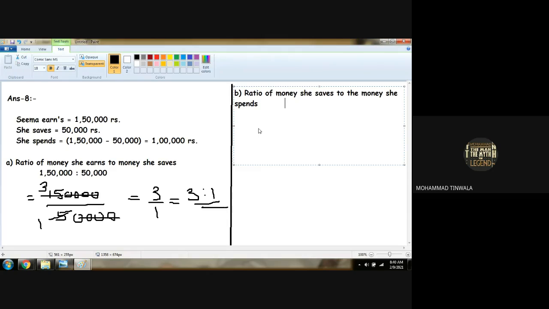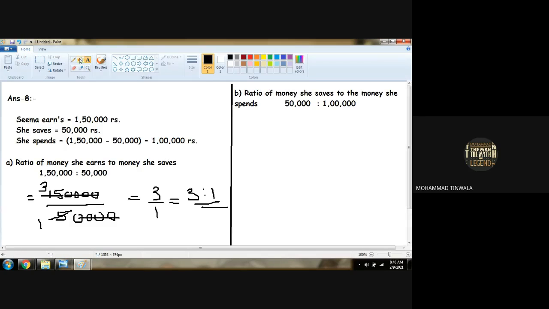What is the amount she saves? 50,000, and the money that she spends, what we found, is 1 lakh. Anybody has any doubt with this? No, sir, no doubt. We will write 50,000 here, and we will write 1 lakh over here.